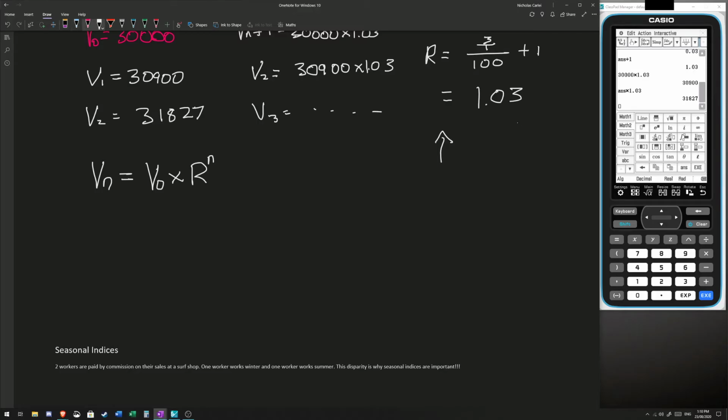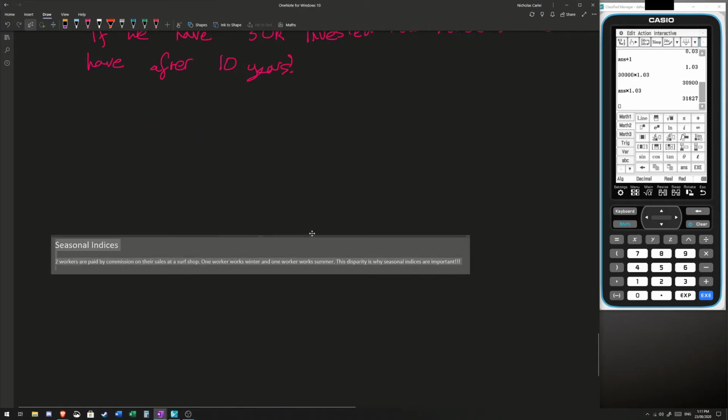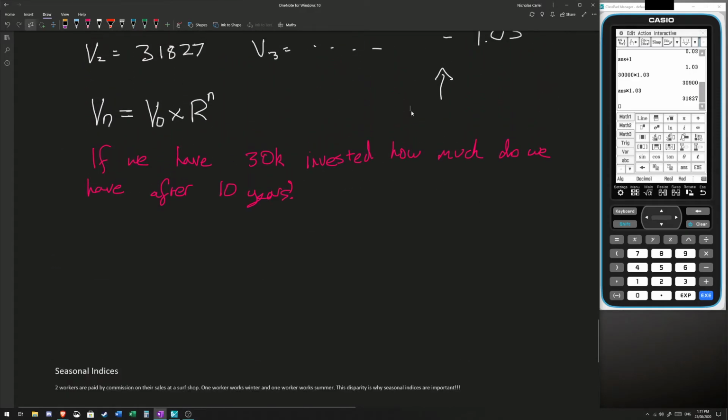So, the question might be, if we have $30,000 invested, I'm just going to write 30K invested. How much do we have after 10 years? Okay. Again, there's a multiple choice question later, but feel free to work this one out with me. We're using the formula here. And hopefully the multiple choice is right.